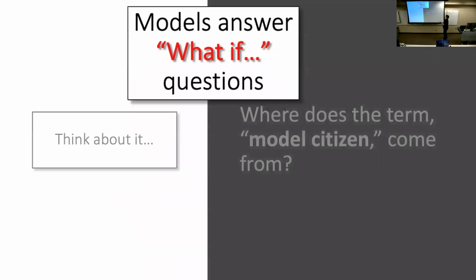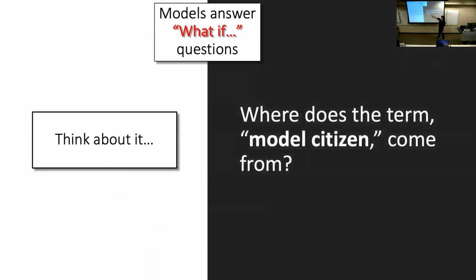All right, so with that, let's think about it here. There's this phrase model citizen. Where does that come from? What does that term model citizen mean? Does anybody have an idea?